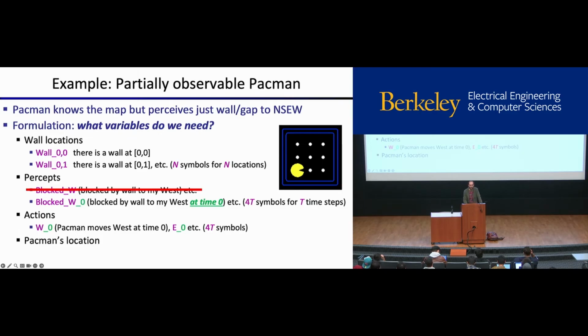Then Pacman needs to know his location. And his location also changes, so we can't just have a variable that says Pacman's at location 1, 3, because sometimes he is, sometimes he isn't, maybe. So this is a variable that says at time 0, Pacman is at location 0, 0. This is going to take nt symbols, because for every possible location at every possible time, we need a Boolean variable that says whether, yes or no, Pacman is there at that time.